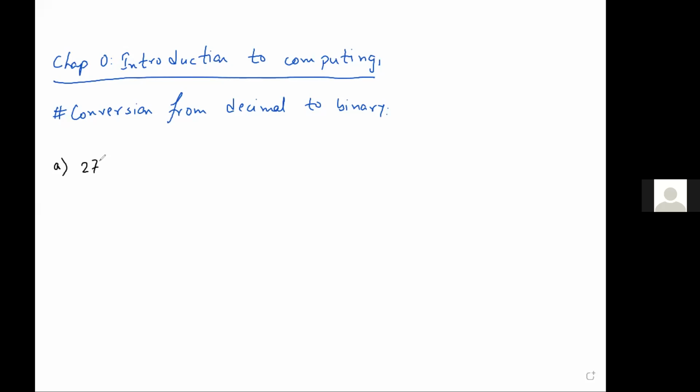Without using a calculator, definitely. Anyone, just tell me how do you, yeah. Dividing by 2. Exactly. We continuously keep on dividing by 2, right? So 27 divided by 2, you get a quotient and you get a remainder. If I divide 27 by 2, my quotient is 13 and my remainder is 1.